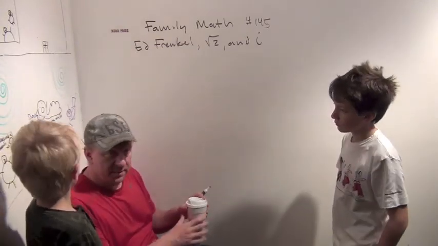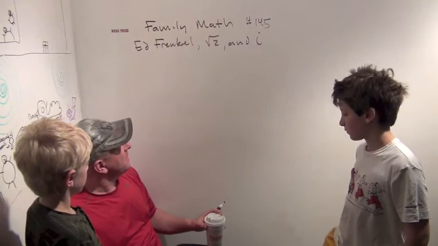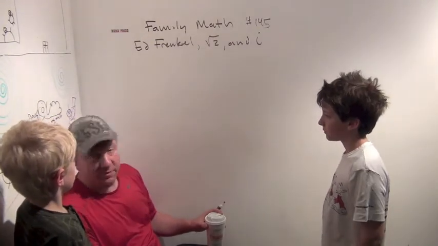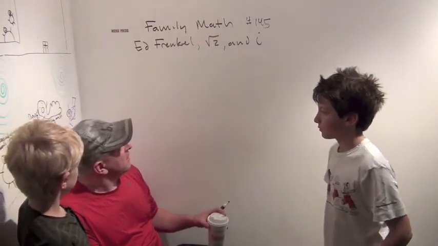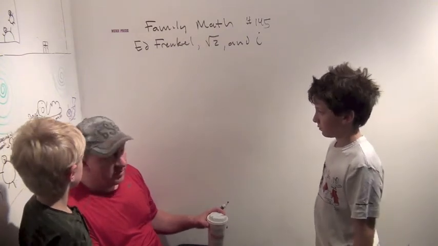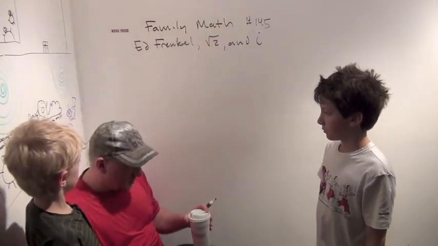I got this awesome book called Love and Math by Ed Frankel, who's a Russian mathematician at Berkeley now. Cool. He and I are about the same age. I think he's maybe 4 or 5 years older than me, but he's a really famous mathematician. And this book is really cool.